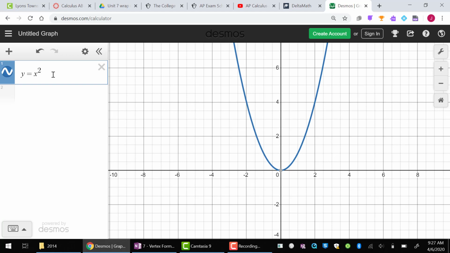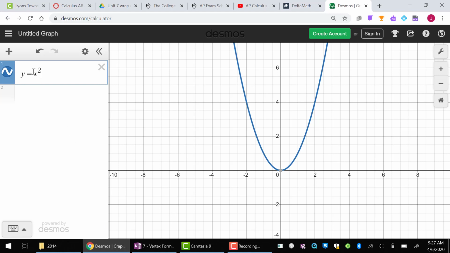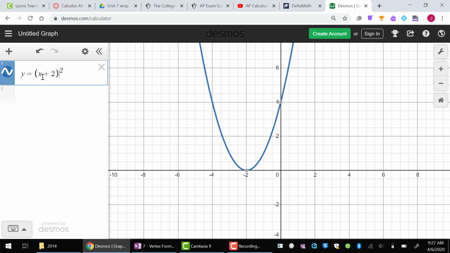Now, rather than doing a plus or a minus on the outside of that x squared, look at letter A right here. Sketch the graph of quantity x plus 2 squared. So my plus 2 is now on the inside of what is being squared, and that matters when I go to type things into Desmos, or on my calculator to view the parabola. So here's the graph of x plus 2 quantity squared. My question for you would be, where did the parabola go?